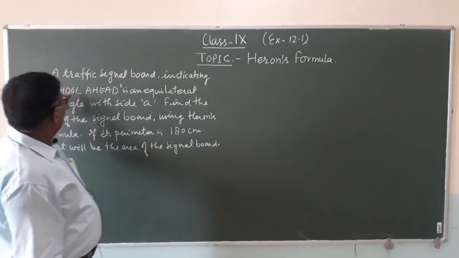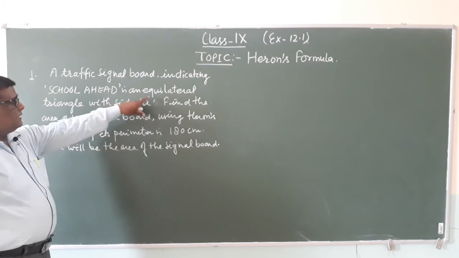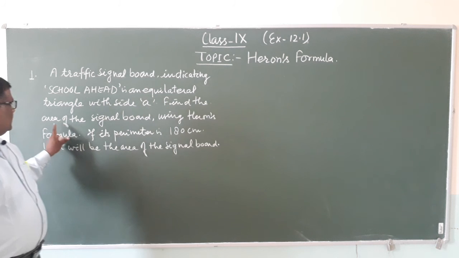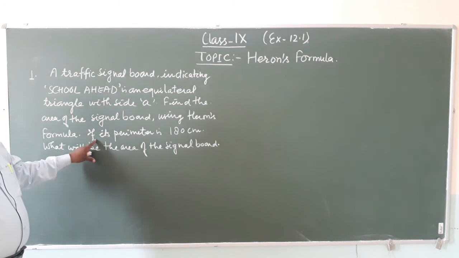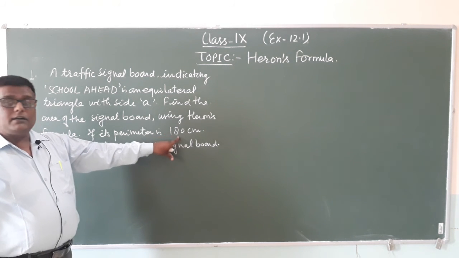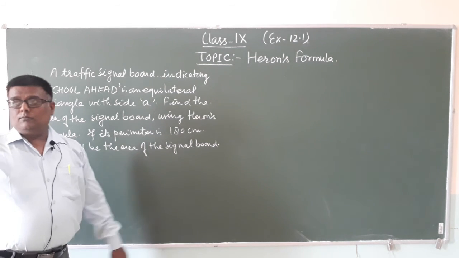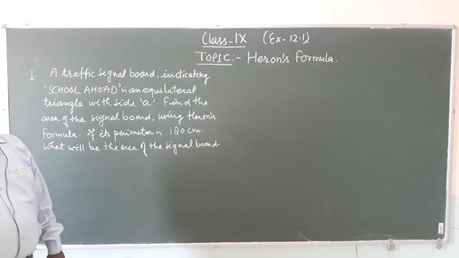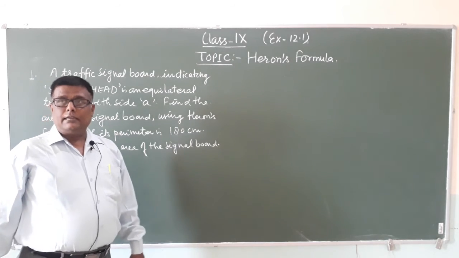Question number 1: a traffic signal board indicating school ahead is an equilateral triangle with side A. Find the area of the signal board using Heron's formula if its perimeter is 180 centimeter. And what will be the area of the signal board? In the previous video we derived Heron's formula to find the area of a triangle.